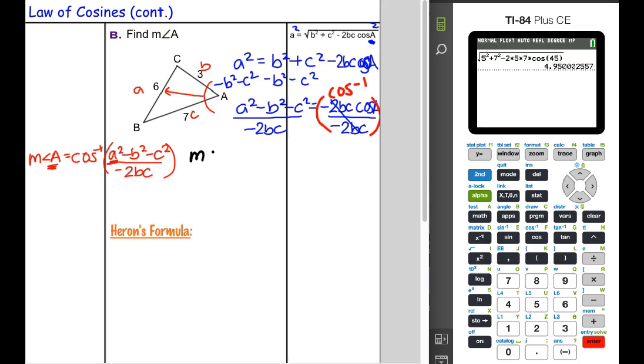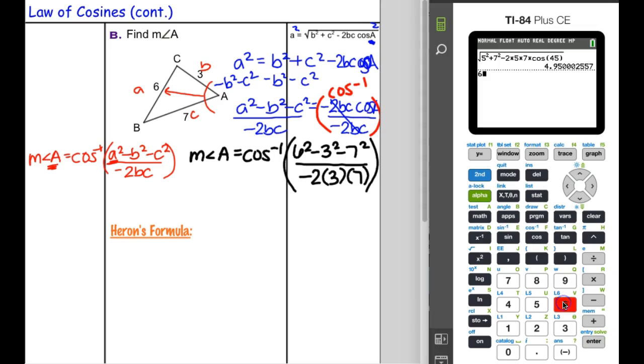So the measure of angle A equals the inverse cosine of 6 squared minus 3 squared minus 7 squared all over negative 2 times 3 times 7. This should bring you flashbacks on parentheses usage. You can go ahead and calculate the numerator, calculate the denominator, divide them, and then take the inverse cosine, which most of you is probably going to be your better bet.